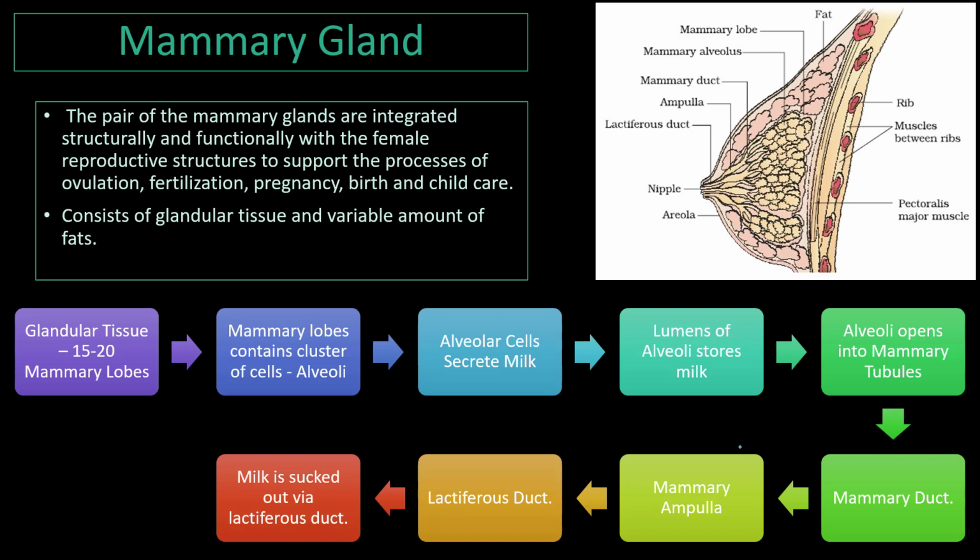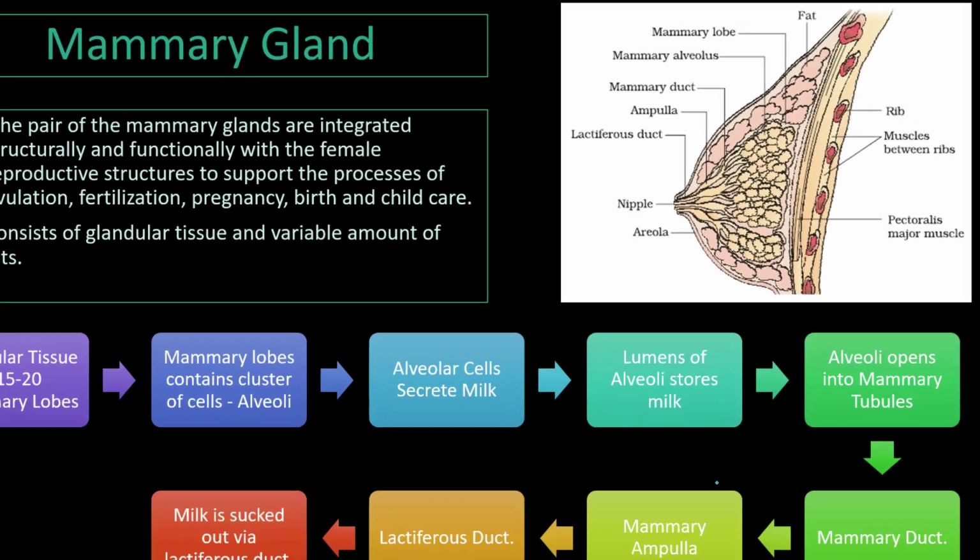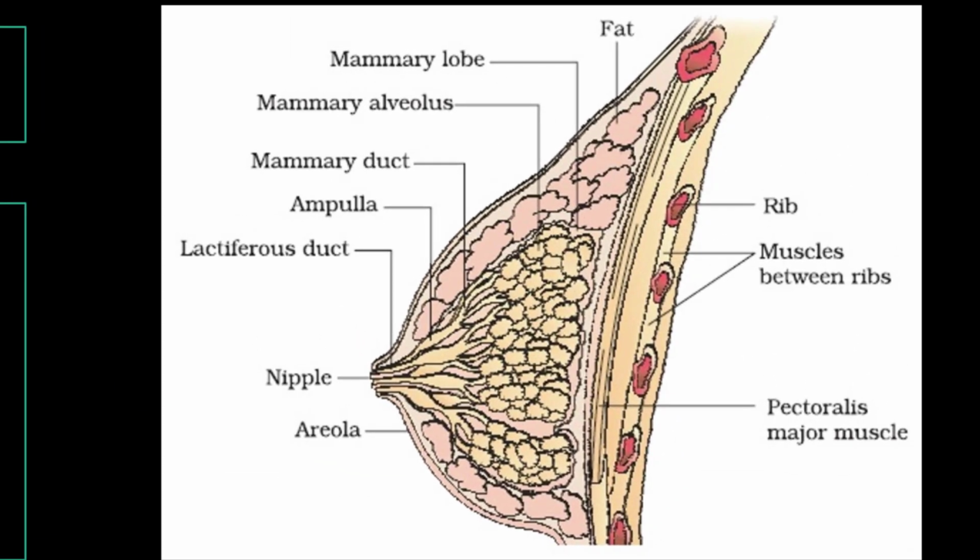Now the glandular tissue consists of 15 to 20 mammary lobes, and each mammary lobe contains a cluster of cells that is referred to as the mammary alveoli or alveolus. Now these alveolar cells secrete milk, and this milk gets stored in the lumen of the alveoli, the space or the cavity of the alveoli.